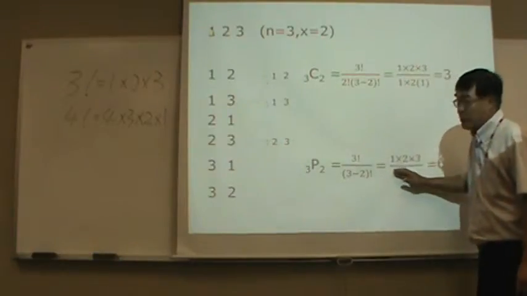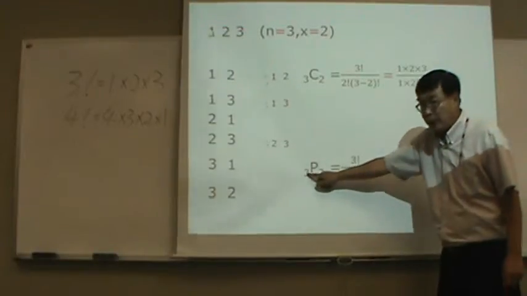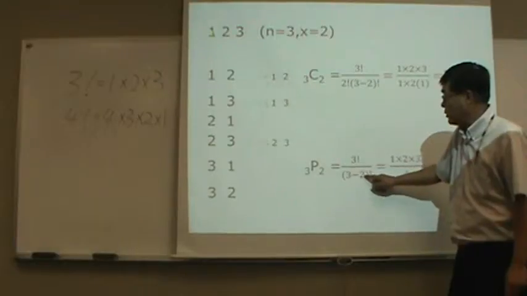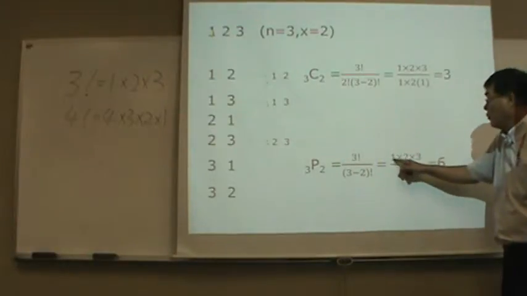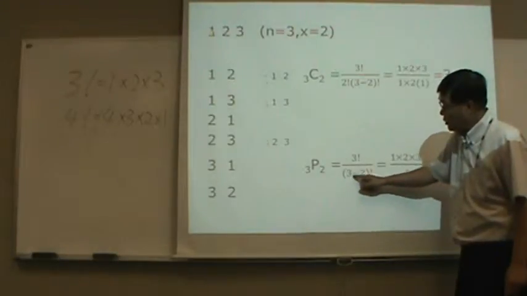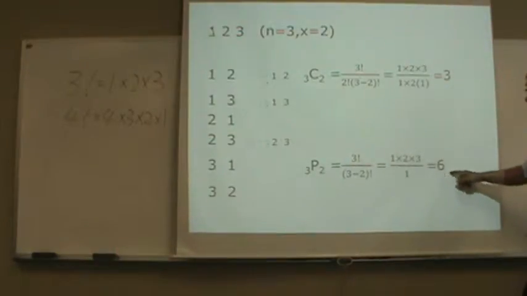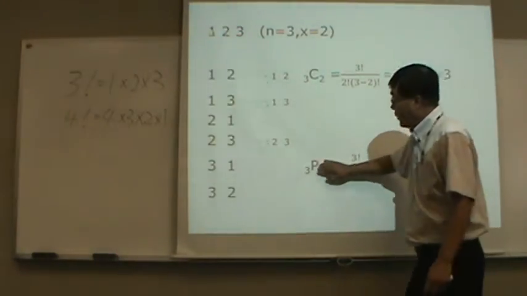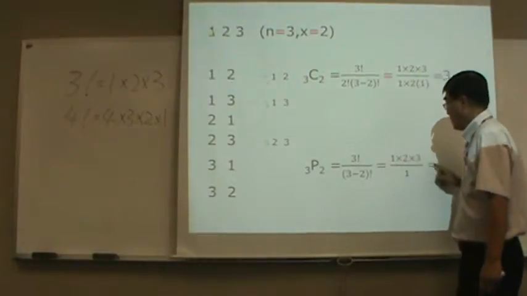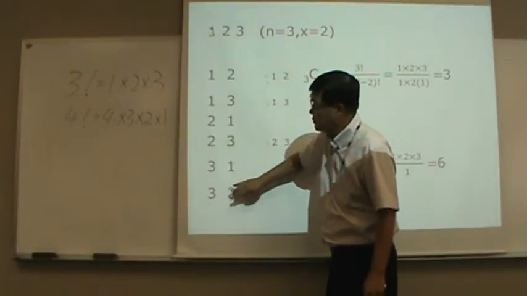So using permutation, n is 3 and r is 2: 3 factorial divided by (3 minus 2) factorial, that is 1 times 2 times 3 divided by 1 factorial, that is 1, equals 6. So by the permutation formula the outcome is 6, six different outcomes like this.